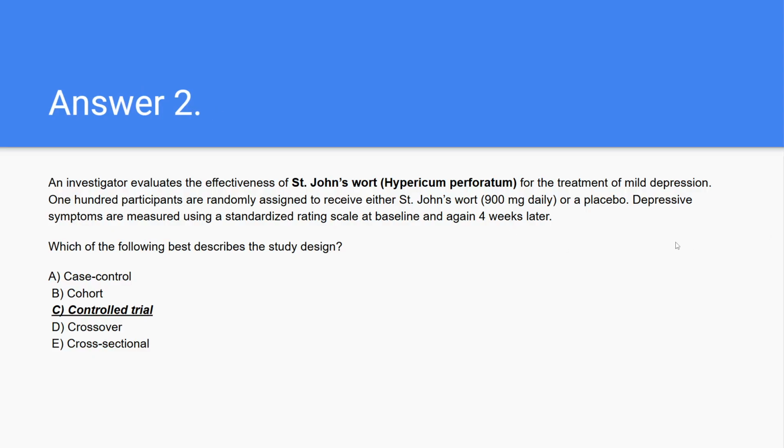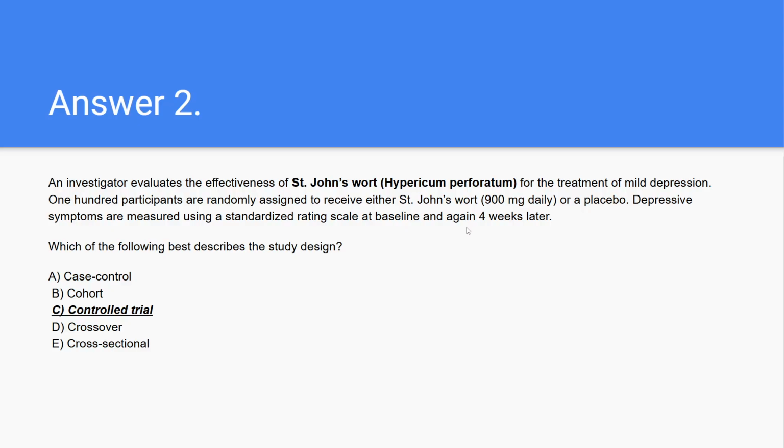5, 4, 3, 2, 1. Okay, so which of the following best describes the study design? An investigator evaluates the effectiveness of St. John's wort for the treatment of mild depression. 100 participants are randomly assigned to receive either St. John's wort or a placebo. Depressive symptoms are measured using a standardized rating scale at baseline and again 4 weeks later.